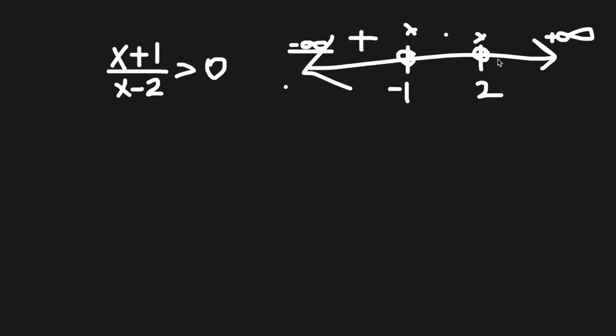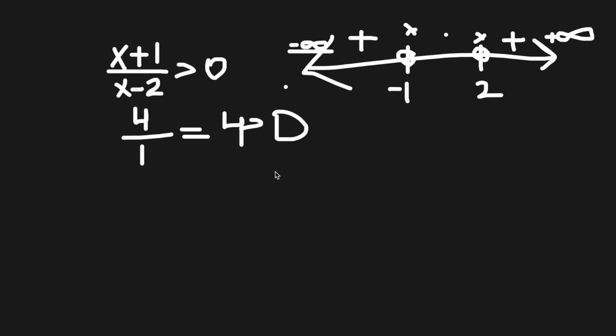Let's try on the other side, so towards 2. So let's try 2. No, we cannot try 2, sorry. Let's try 3. So that would give us 4 over 1, which is 4. So that is confirmed greater than 0. So this side is also positive.